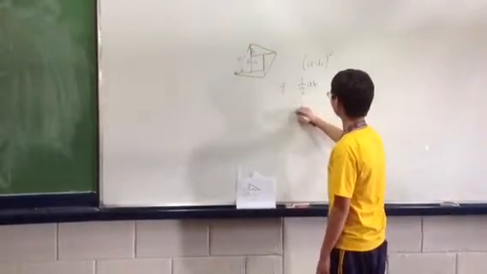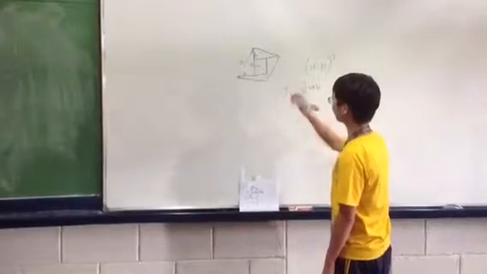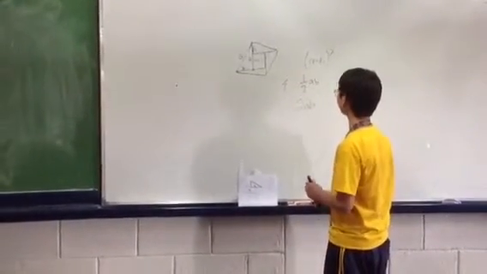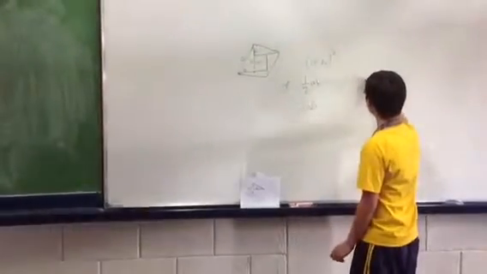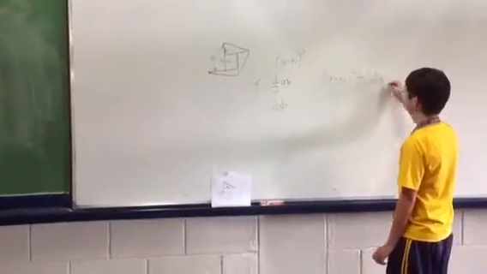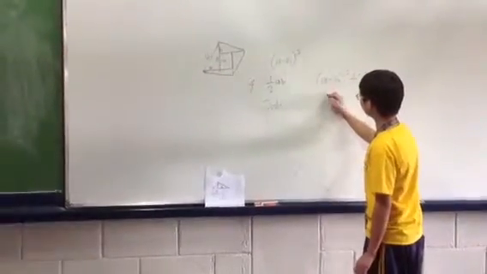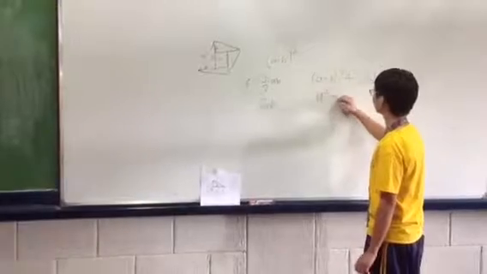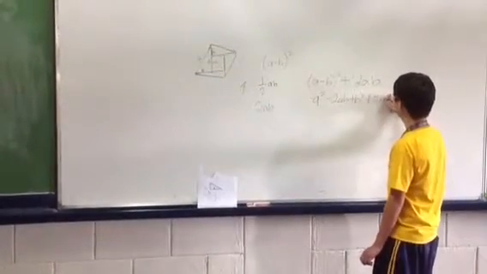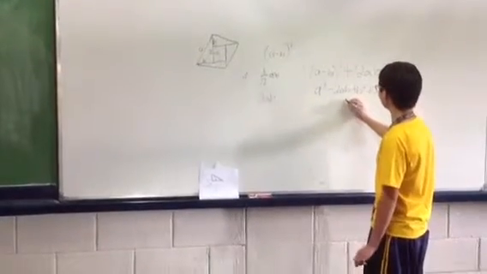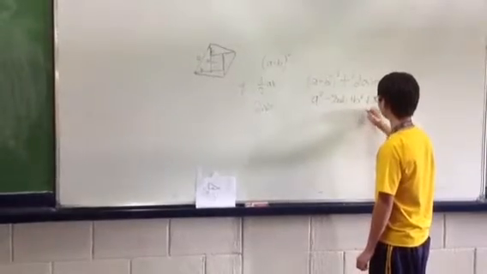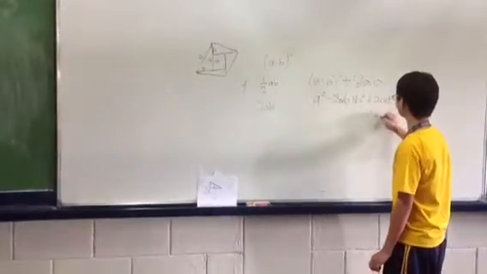That's why it's 2ab. In order to get the full area of the quadrilateral, you add a minus b squared plus 2ab. It's going to be a squared minus 2ab plus b squared plus 2ab. To resolve this, we cancel this out. A squared plus b squared equals c squared again.